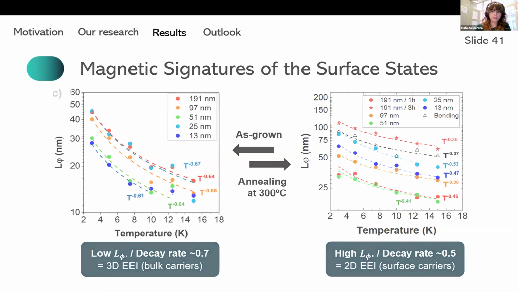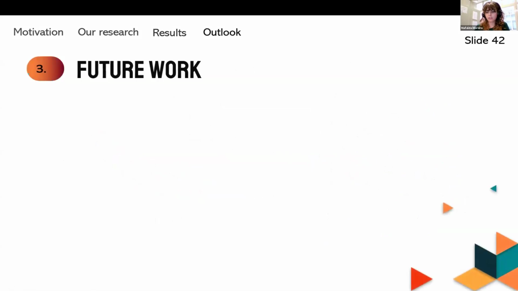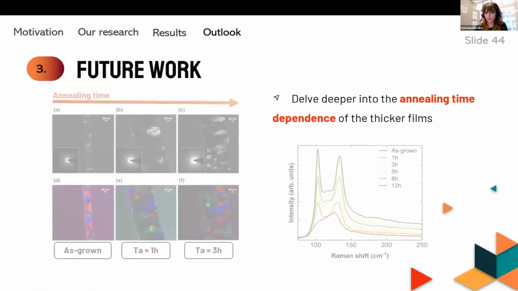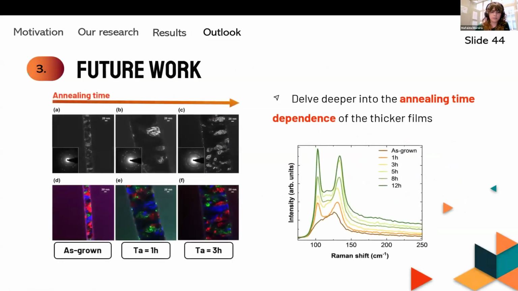So these were very encouraging results, and in future work we hope to apply them not only to other materials, but to start by testing this annealing time dependence of the thicker films. I don't know if you noticed that for the 200 nanometer films, we saw this deviant behavior. The electronic properties didn't evolve as much as we had hoped. So we will also be testing higher annealing times to see how this influences the structure of the film.